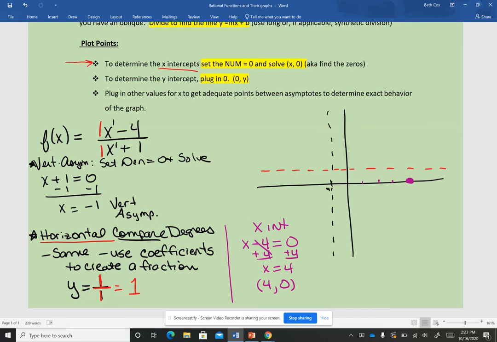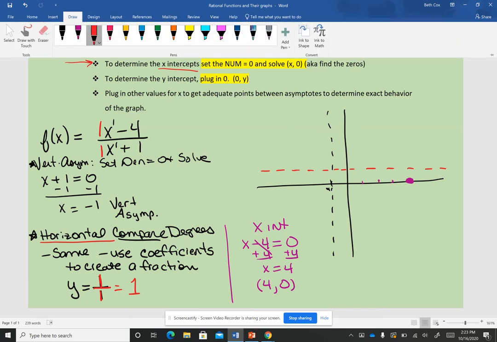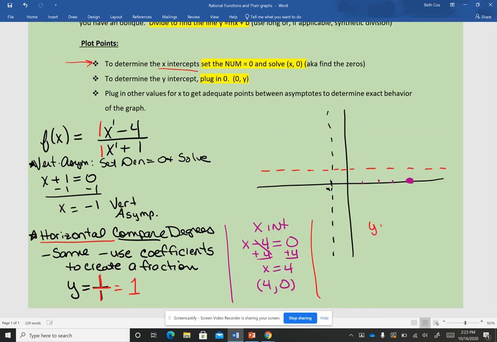Okay. Then it says y-intercepts. It says plug in 0. So I'm going to plug in 0. That's 0 minus 4 over 0 plus 1. So that gives me negative 4 over 1, which is negative 4. And that's the point (0, -4). So that's here.